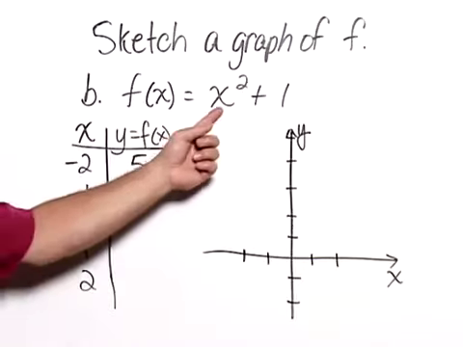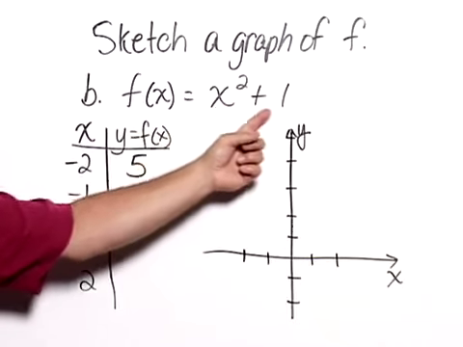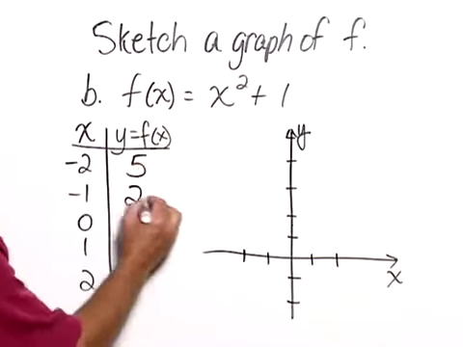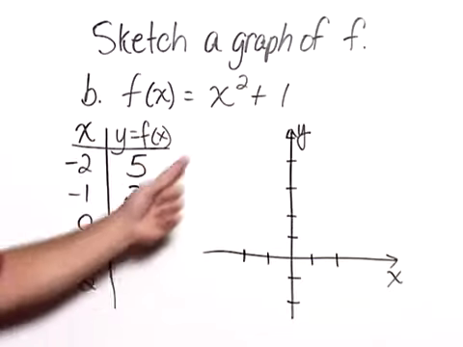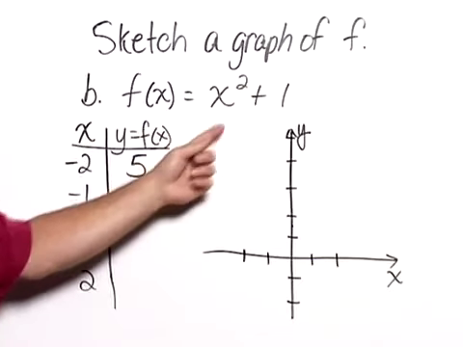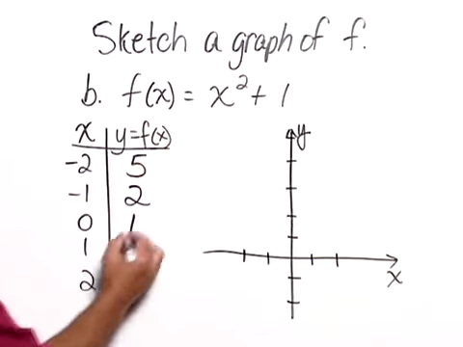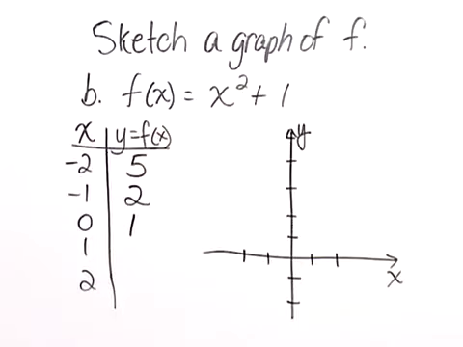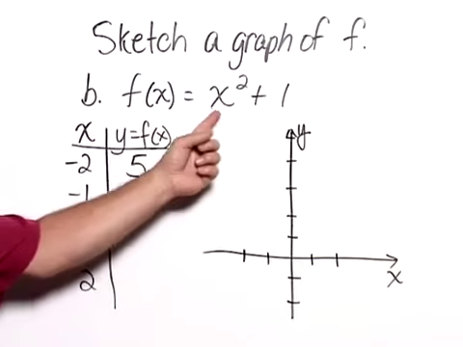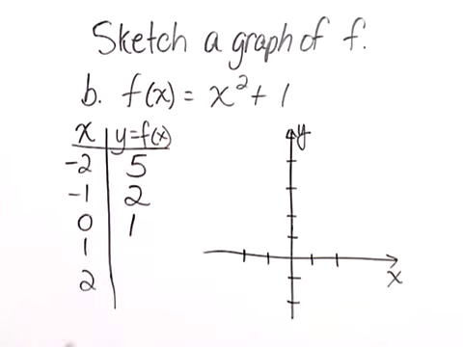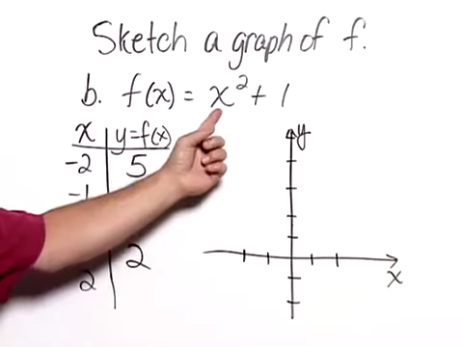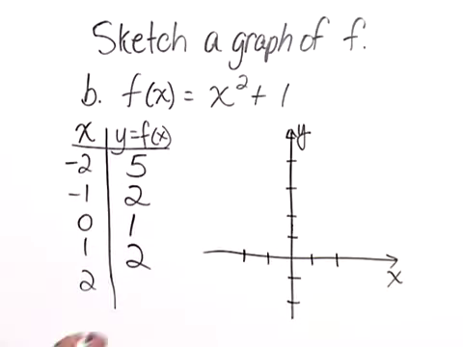Negative 1 squared is positive 1, plus 1 is 2. When we substitute in 0 for x, we get 0 squared, which is 0, plus 1, which is 1. When we substitute 1 for x, we get 1 squared plus 1, which is 2, and then 2 substituted in for x, 2 squared is 4, plus 1 is 5.